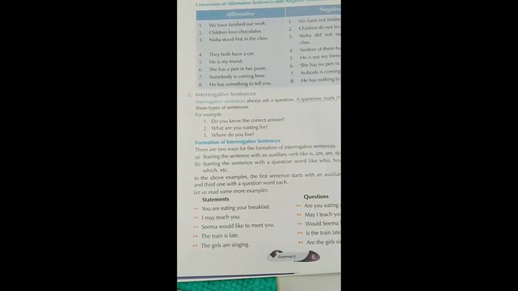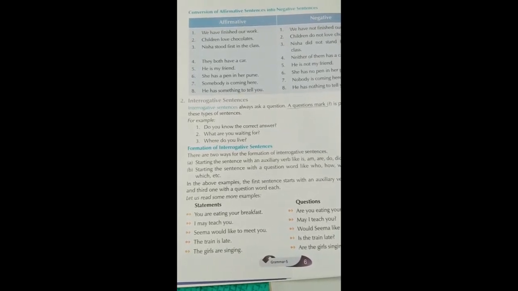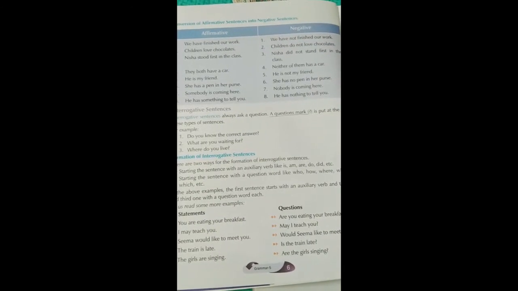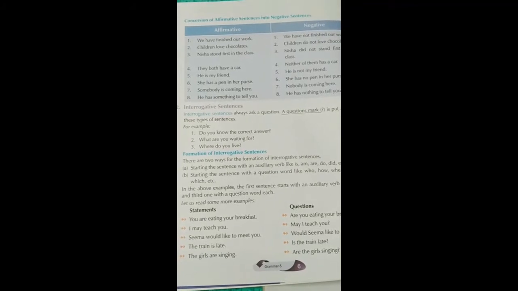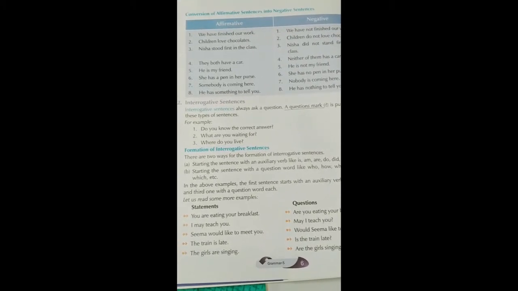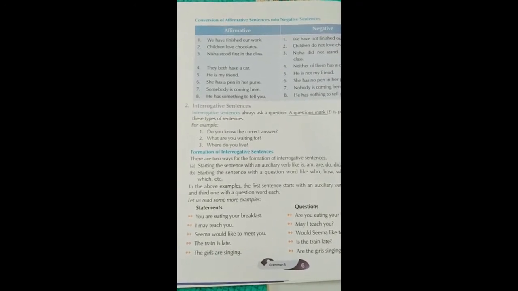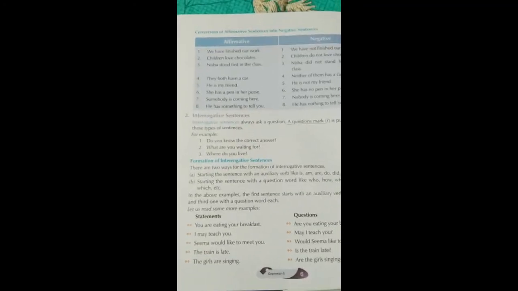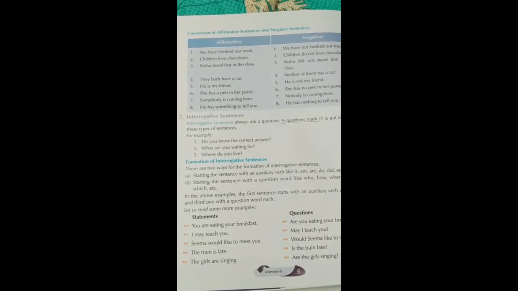Now we will read about interrogative sentences. What are interrogative sentences? Interrogative sentences always ask a question. A question mark is put at the end of these types of sentences. Whenever we ask something from our friends, parents, teachers, this sentence is easily known as an interrogative sentence.